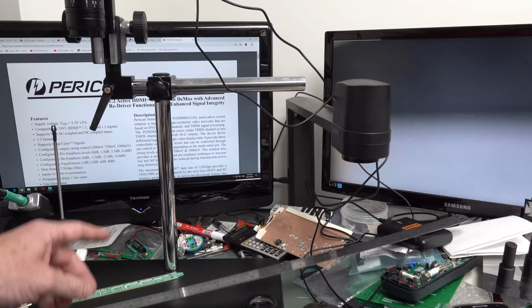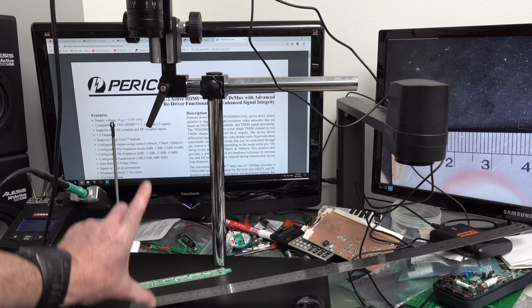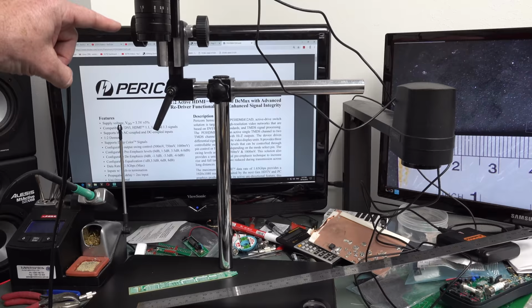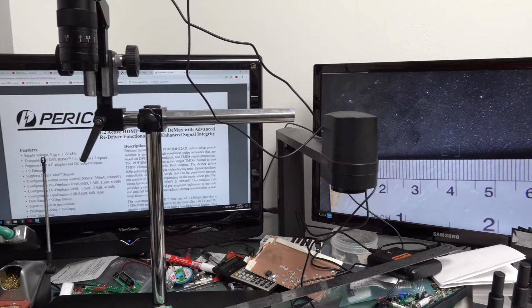It's not depth of field, but the range over which it can focus. 300 millimeters at, what was it, 370 millimeters, like that, just by adding the 0.35 Barlow lens. That is nuts.